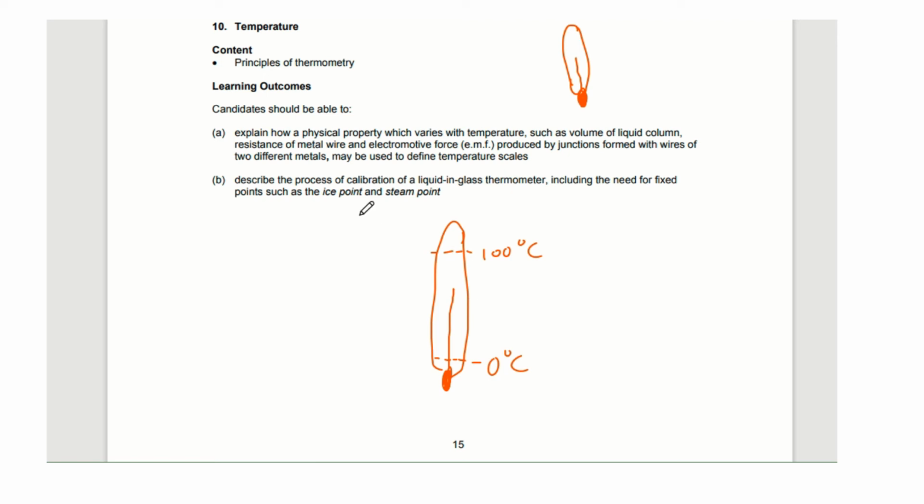Okay, so ice point refers to the point of melting ice, where steam point refers to the point where we have steam. Okay, so we need to boil water and the steam will move up to the thermometer, and that is what we call steam point. All right, so that's it for the topic on temperature.